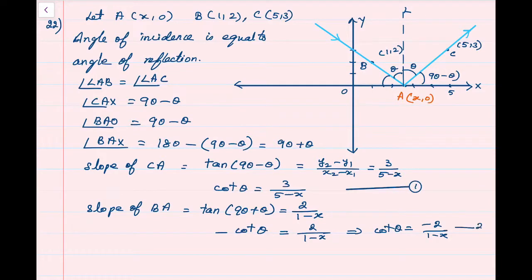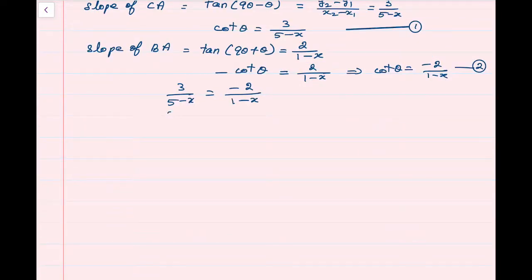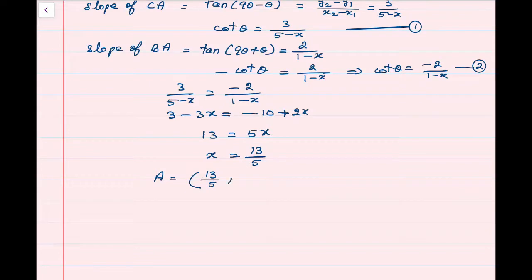Equation 1, equation 2. We will equate cot theta. We get 3 divided by (5 minus x) is equal to minus 2 divided by (1 minus x). 3 minus 3x is equal to minus 10 plus 2x. 5x is 13. Therefore, x is 13 divided by 5. Therefore, the point A is (13 divided by 5, 0).